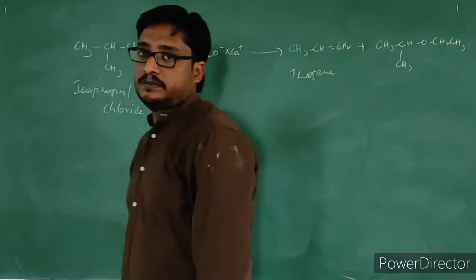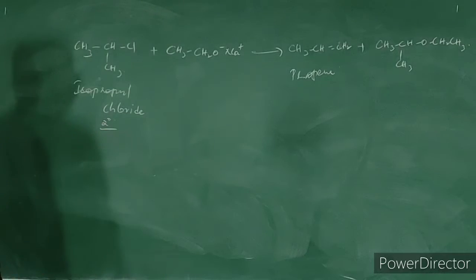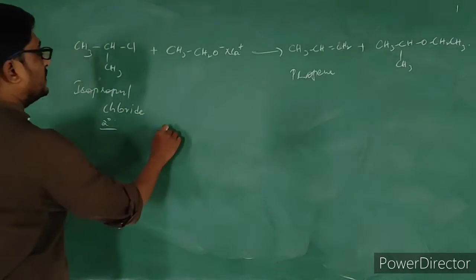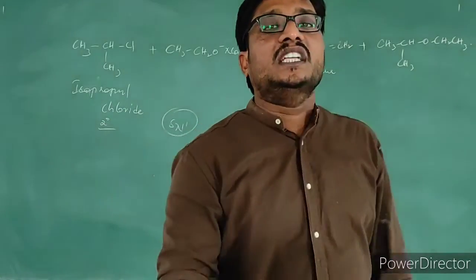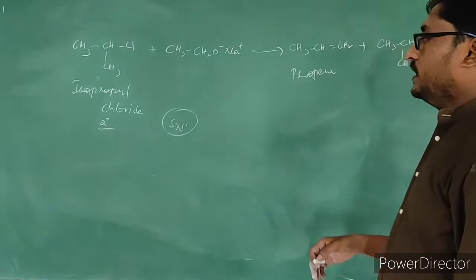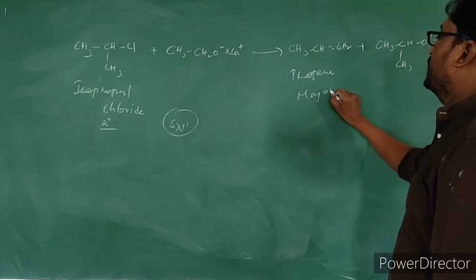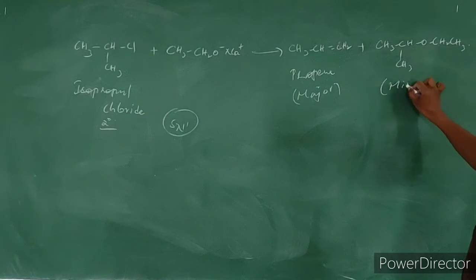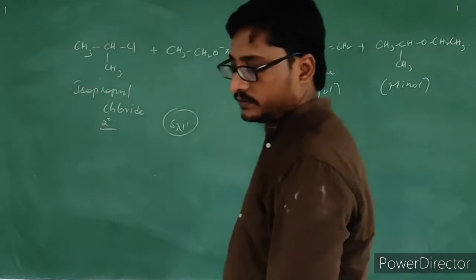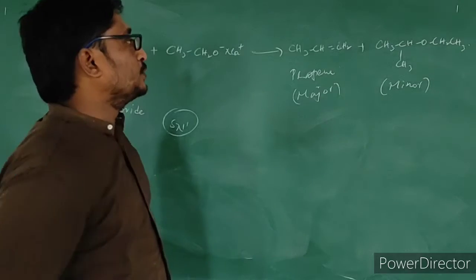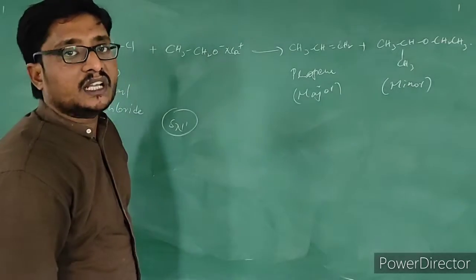Ether will also be produced but in less amount, because when we are using secondary alkyl halide, due to steric hindrance, SN1 mechanism will take place. SN2 mechanism will not take place. So when SN1 mechanism takes place, alkene will be the major product. Propene will be the major product. This ether which is produced here will be the minor product. So 2-ethoxypropane will be the minor product. Propene will be the major product.